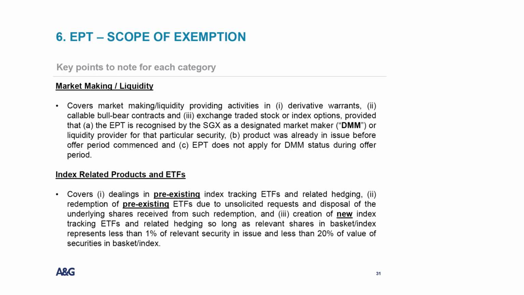And the fourth category is dealings in index-related products and ETFs. As an EPT, you'll be entitled to deal in pre-existing ETFs and related hedging. You'll be entitled to redeem pre-existing ETFs due to unsolicited requests and dispose of the underlying shares. And you can also create new index tracking ETFs and related hedging, so long as the target company shares in the basket or index represent less than 1% of the total number of issued shares and less than 20% of the value of the securities in the basket or index.